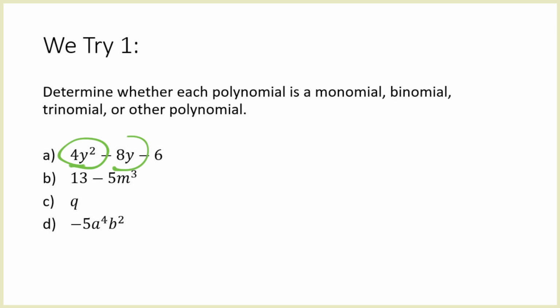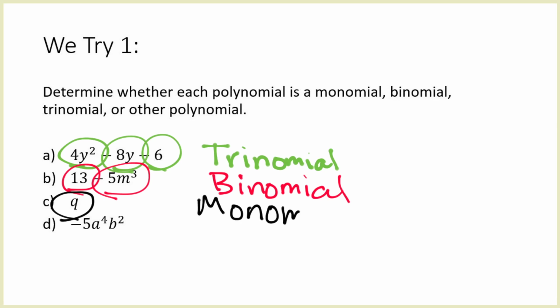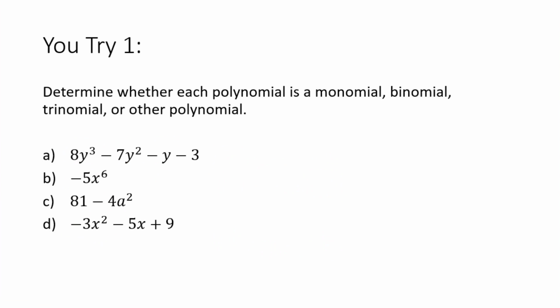For letter A, 1, 2, 3 things, that's a trinomial. Letter B, 1, 2 things, two terms, that's a binomial. Letter C has just one term, so that's a monomial. And letter D has one term, so that's also a monomial. Go ahead and pause the video and try this one on your own.